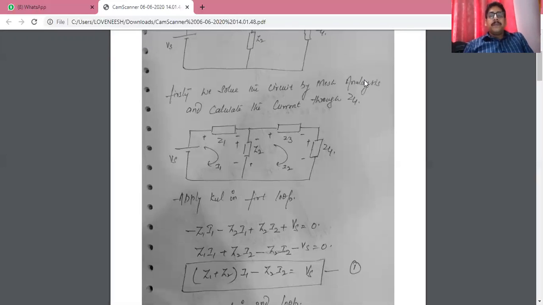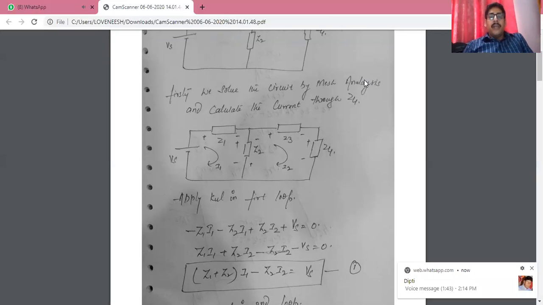As we know, the mesh analysis says the number of currents is equal to the number of meshes. Now in this circuit, we have two closed meshes. One mesh is comprised of Vs, Z1 and Z2, and another mesh is comprised of Z2, Z3 and Z4. So I have to mark the two currents. Let it be I1 in the first mesh and I2 in the second mesh.